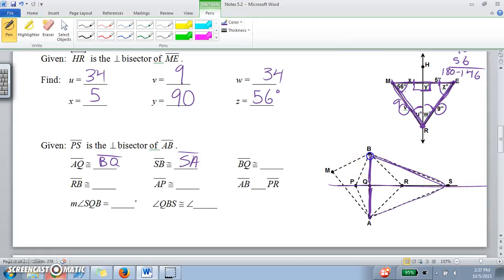BQ, same thing as before. If AQ was congruent to BQ, then BQ must be congruent to AQ. RB is right here. So the distance from R to B has to be the same as the distance from R to A. AP, the distance from P to A, since this is a perpendicular bisector, has to be the same as the distance from P to B.